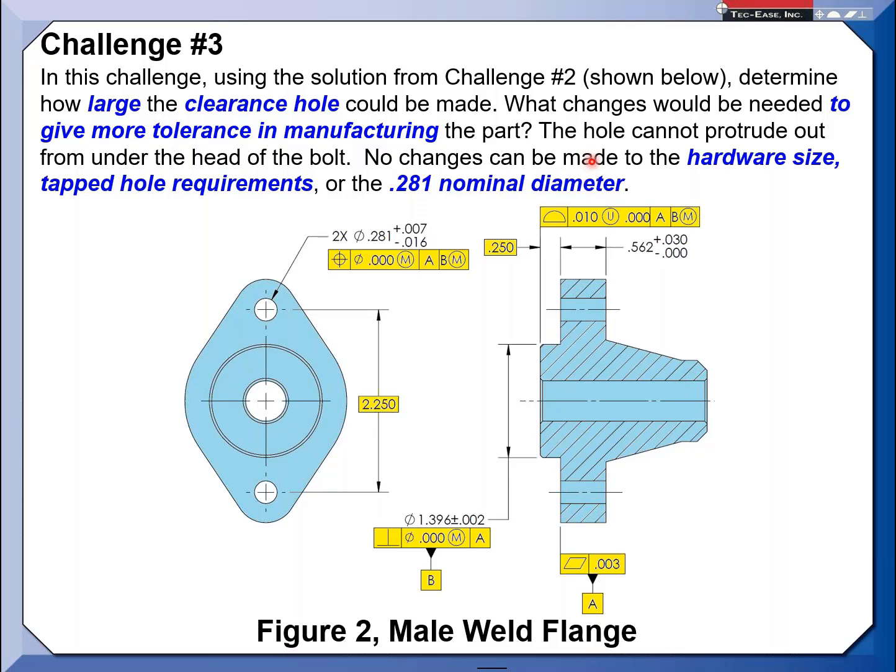And we'll be taking a look at that, and some of the things: the hole cannot protrude out. So here was the main takeaway. The hole cannot protrude out from under the head of the bolt. That was definitely the one thing I alluded to, that the hole, wherever it goes, will never come out. And I also stated that, by the way, you can't make any changes. So the hardware is going to still be the same size that we showed you in the previous slide. No modifications to the tapped hole side of the part.